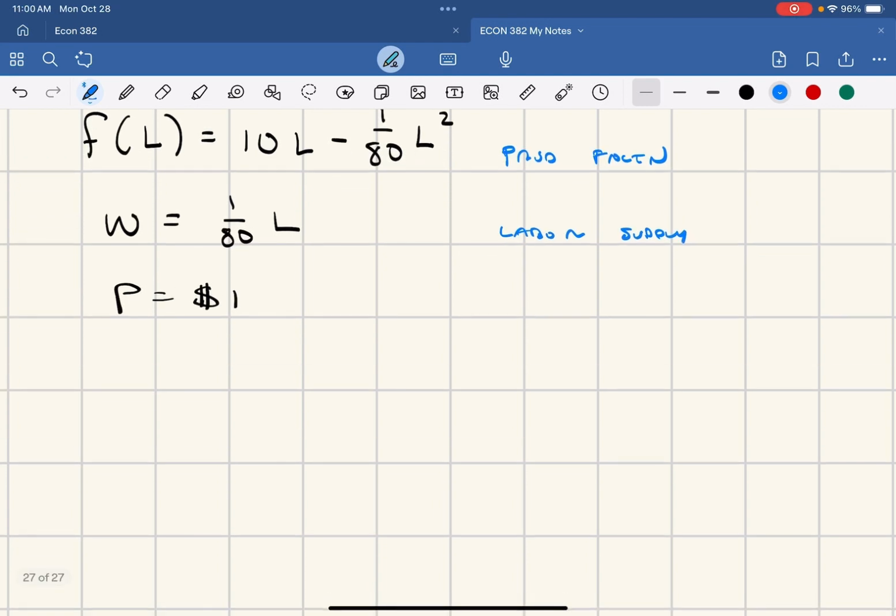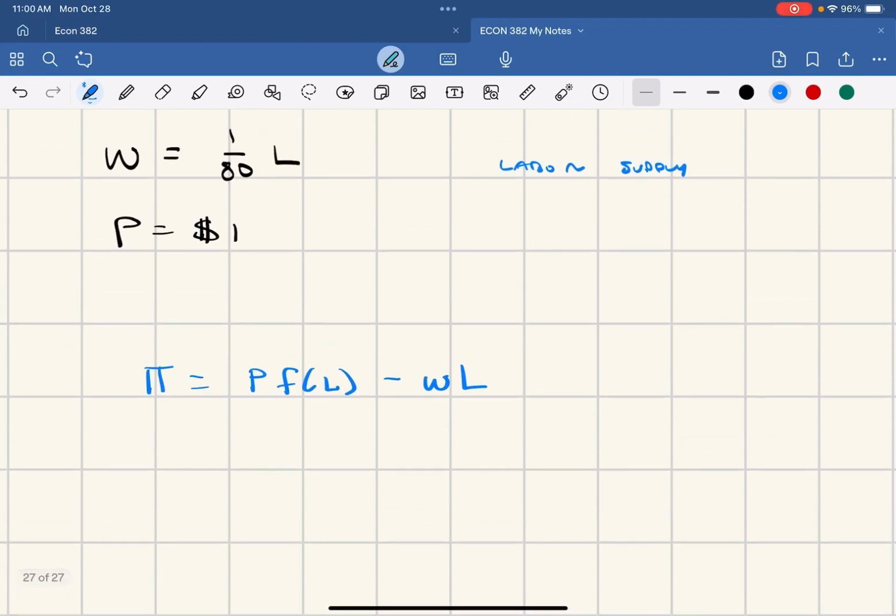So we think of the profit maximization problem that Carl's trying to solve: he's trying to maximize profits, which is price times the production function minus the input costs, which is wage times labor. There's only one input in this scenario. And so we can put these in. So price is 1, so it's just going to be 1 times the production function, which is 10L minus 1 over 80 L squared, minus wage, which is defined as 1 over 80 times L.